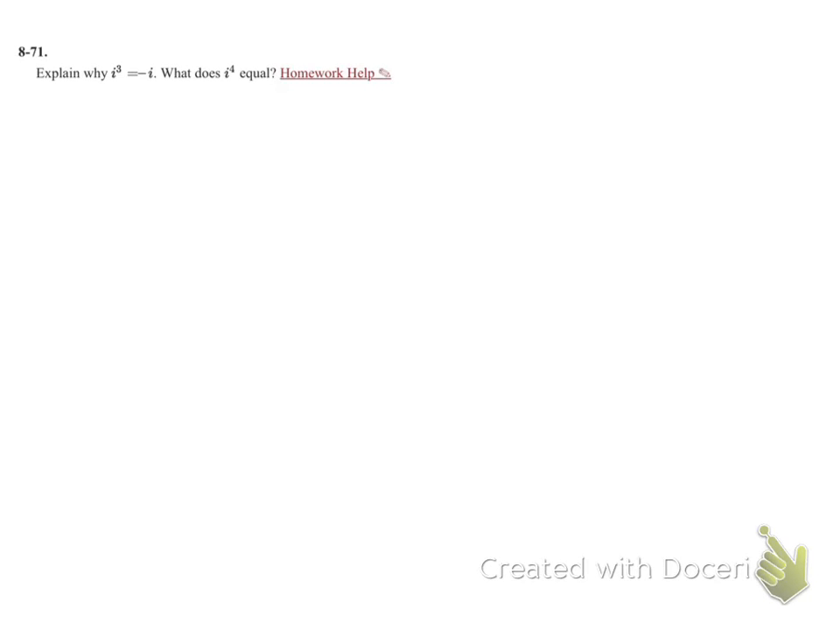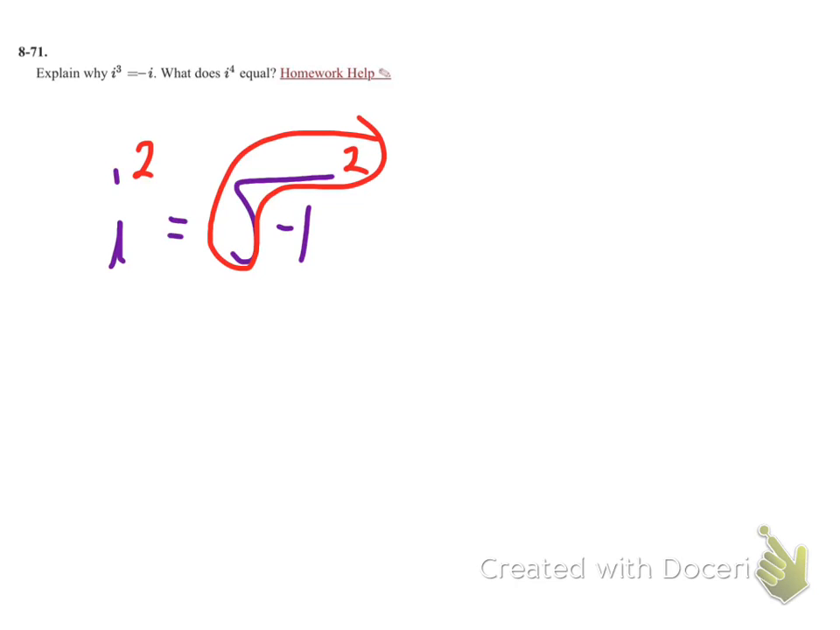Problem 71 kind of sets us up for some future problems and trying to make sense of what's going on when we have i to different exponents. As we took a look at in the lesson today, i is the same thing as the square root of -1. And since that's the case, if I square both sides, the square and square root cancel each other out, so i squared equals -1. So that was from the lesson.